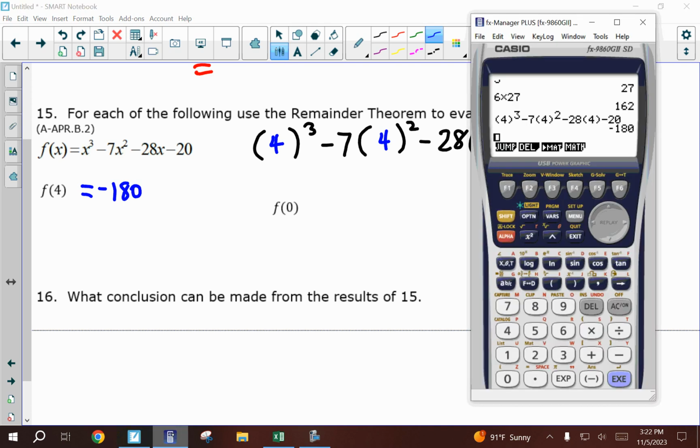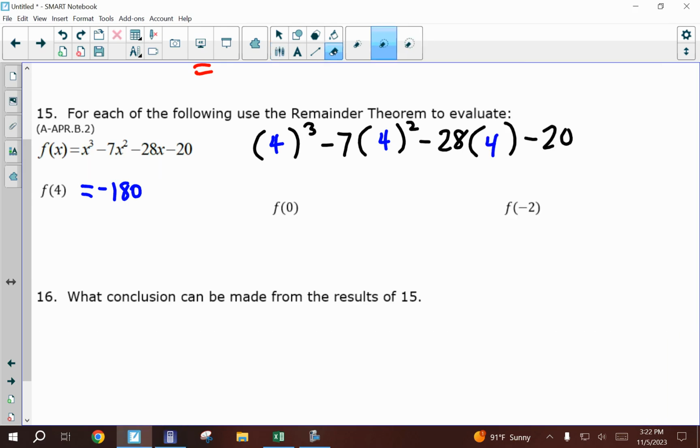So the nice thing about the calculator is we don't have to redo it all. All we have to do is delete all the 4's and then put in the next number they want us to test. So they want us to test 0. And I'm not actually going to plug this one into the calculator, because anytime you plug in 0, it basically just makes all of that stuff go away. So the final answer is going to be the last number, so this equals negative 20.